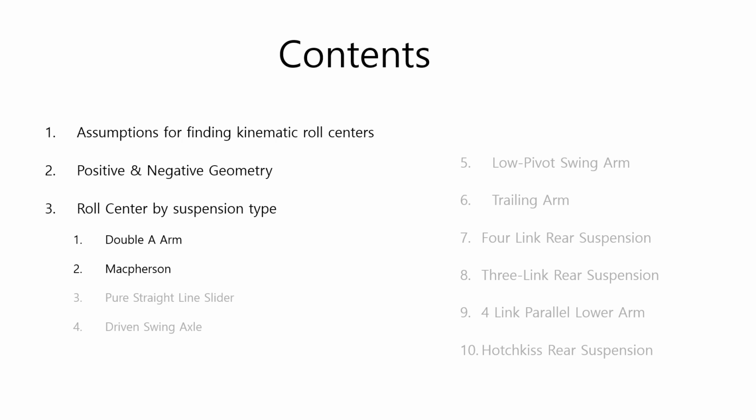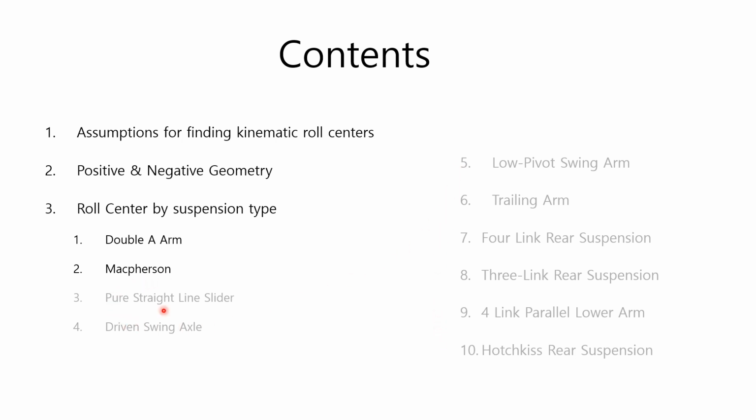In this video I'll be explaining the assumptions behind finding the kinematic roll centers, positive and negative suspension geometry, and the roll center for different suspension types. The suspension types I'll be explaining are double A-arm suspension and Macpherson suspension. The rest of the suspensions will be explained in the next videos.